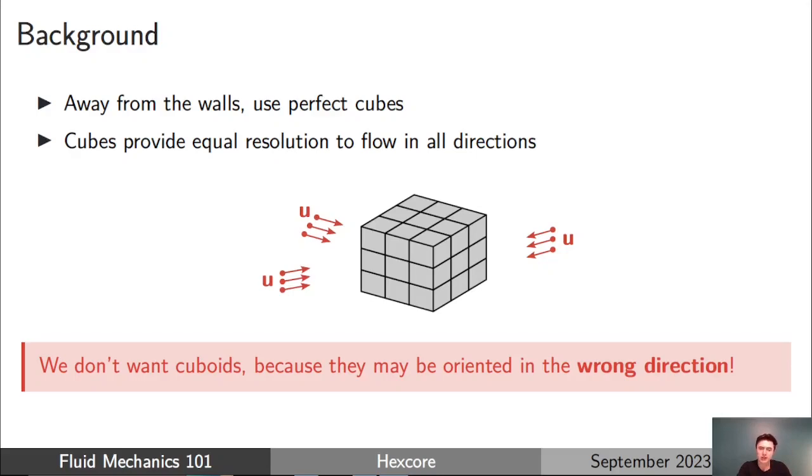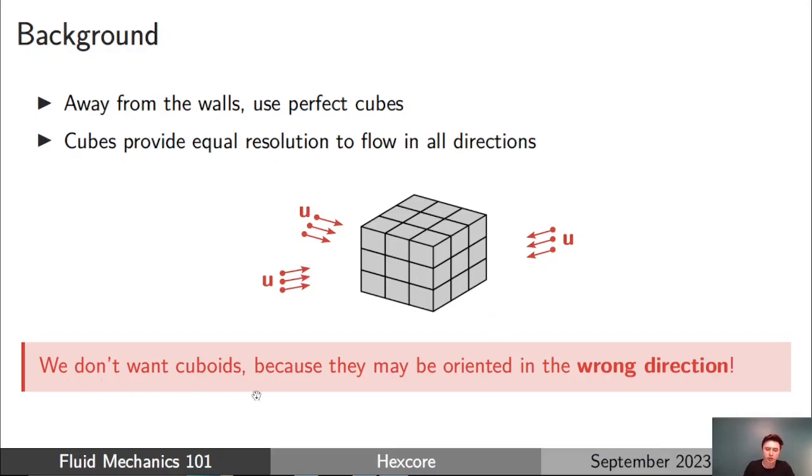And for this reason, the ideal mesh away from the wall is perfect cubes that are regular and of the same size, because that means regardless of what direction the flow is and what direction the gradients is, we'll be able to get equal resolution in the solution and also have that benefit of not requiring a non-orthogonal correction.